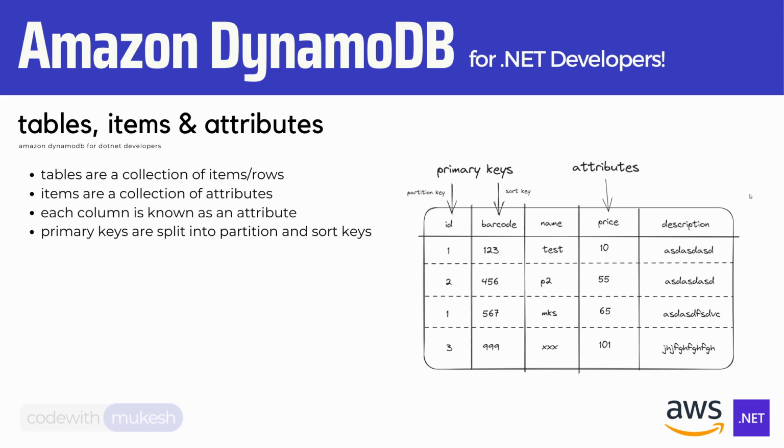The core concepts include tables, items and attributes. Tables are collections of data, records or items, and items are collections of attributes. Here, each of the columns of a particular table is also known as an attribute. Now, to identify a particular record, we have primary keys. The primary keys are split into partition keys, which is mandatory, and the sort key, which is optional. In this example, the product table has attributes like ID, barcode, and name. The partition key is the ID, and the sort key is the barcode, and every other column is an attribute.